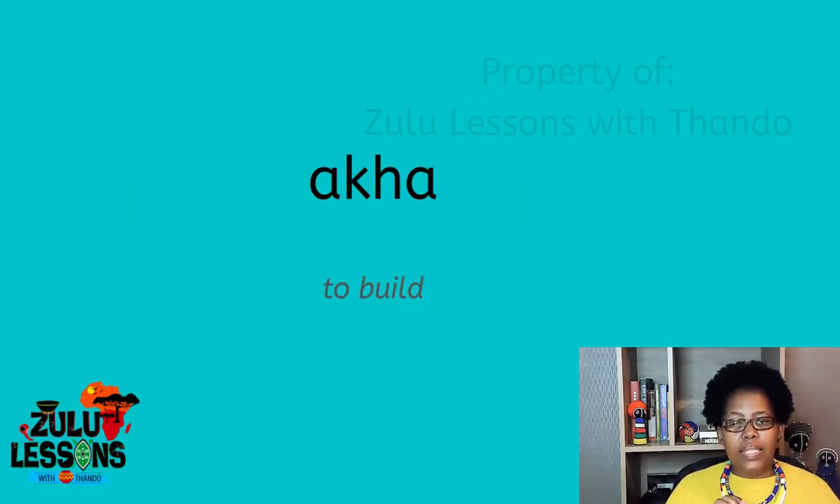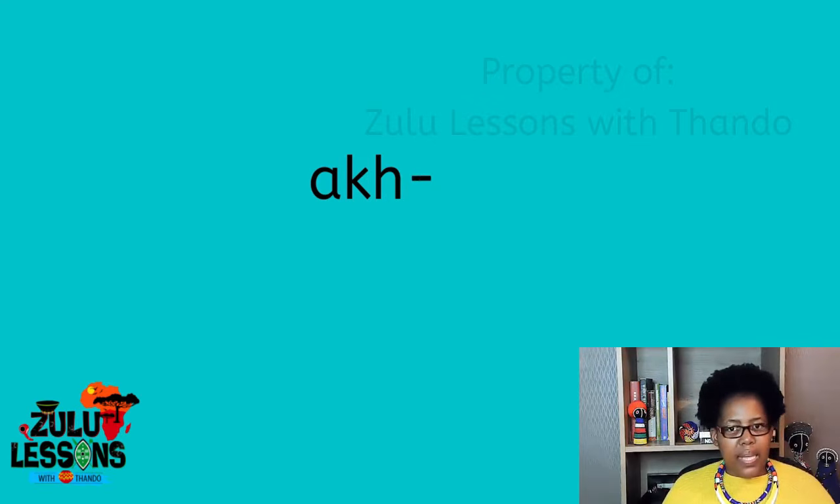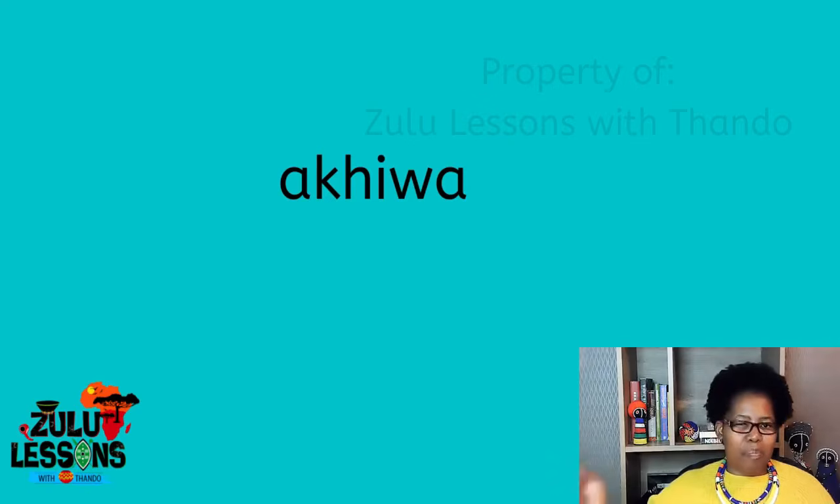Iyathandwa. Now let's take the verb akha, which means to build. Do you hear it? Akha. It starts with a vowel and it only has one syllable. So it means we are going to use the extension or suffix iwa, so IWA. So we remove that A at the end of the verb and we replace it with IWA. Akhiwa. So something is being built.